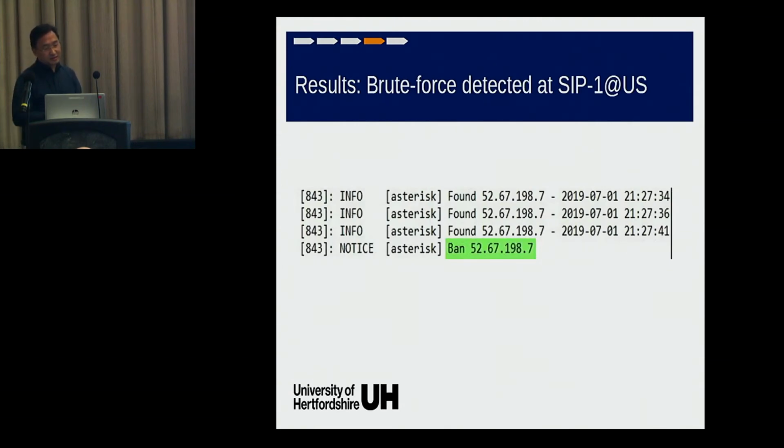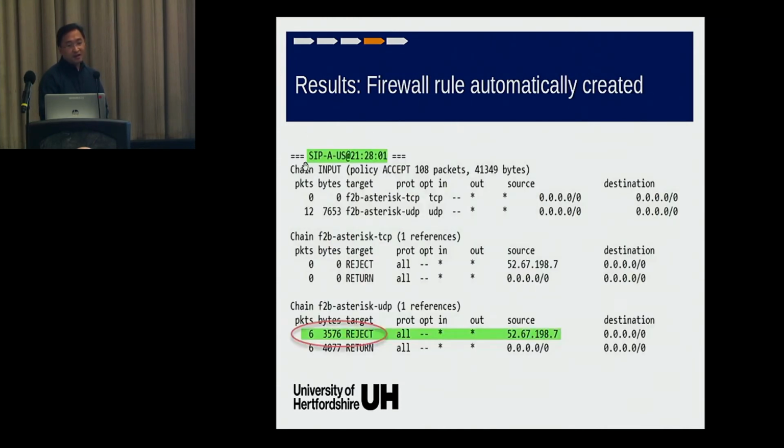So over here, Asterisk found like 3 attempts, so it started banning this particular IP address, the 52. This is an AWS public IP address space. And then over here in SIP A, this is a normal iptables rule. And over here, you can see the new firewall rule already installed, this source IP address, and it starts rejecting because this has been detected as an attacker's IP address.